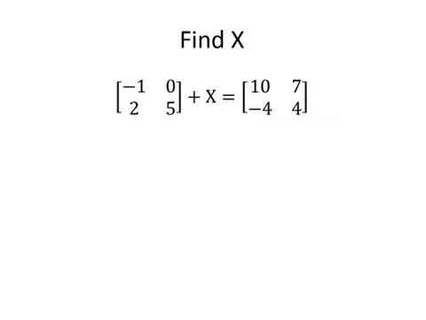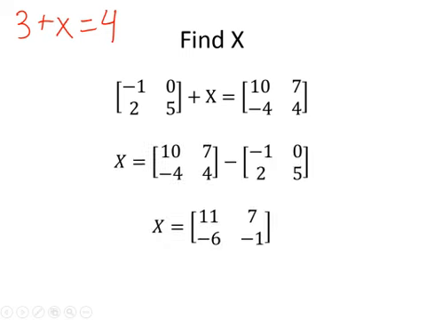All right, finding X. Now this X, which is a capital X, is trying to find a single matrix. You're not trying to find a number, you're trying to find the whole matrix. So in this one, we need to find a 2 by 2. And it's the same idea as if you were trying to solve an equation. If I gave you 3 plus X equals 4, how do you solve that? You would subtract the 3 on both sides to get your number. X equals 1. Same idea here.